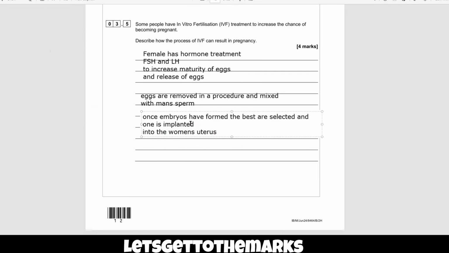Now, what I didn't say is fertilization, which was a big boo-boo by me. So eggs are removed in a procedure and mixed with the man's sperm so fertilization can occur. There we go. We just want to get those keywords in. Biology is a keyword game. So I've explained the hormone treatment. I've then said mix the eggs and sperm, fertilization. They form an embryo and then implant them in the woman's uterus. Boom. Bish bash bosh. Let's move on.